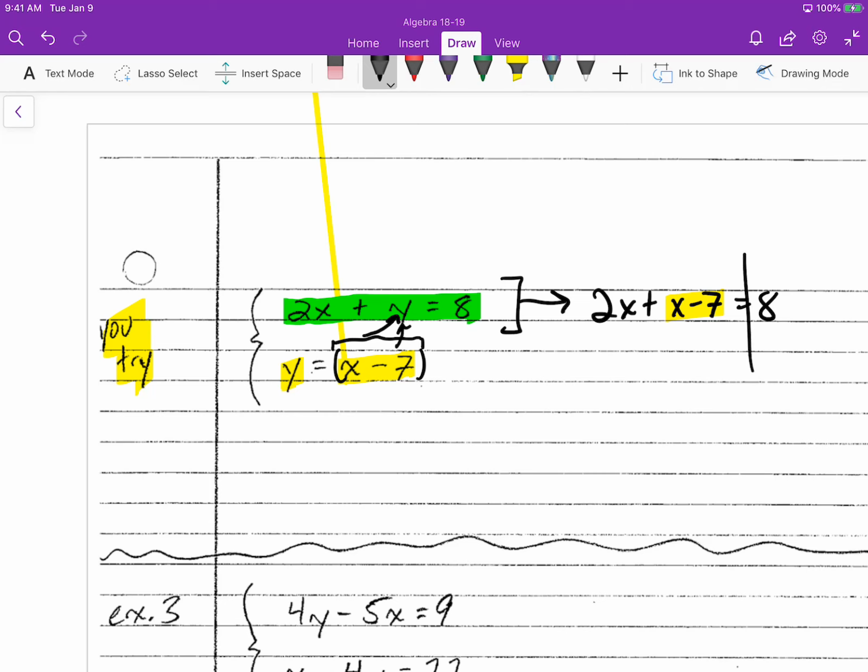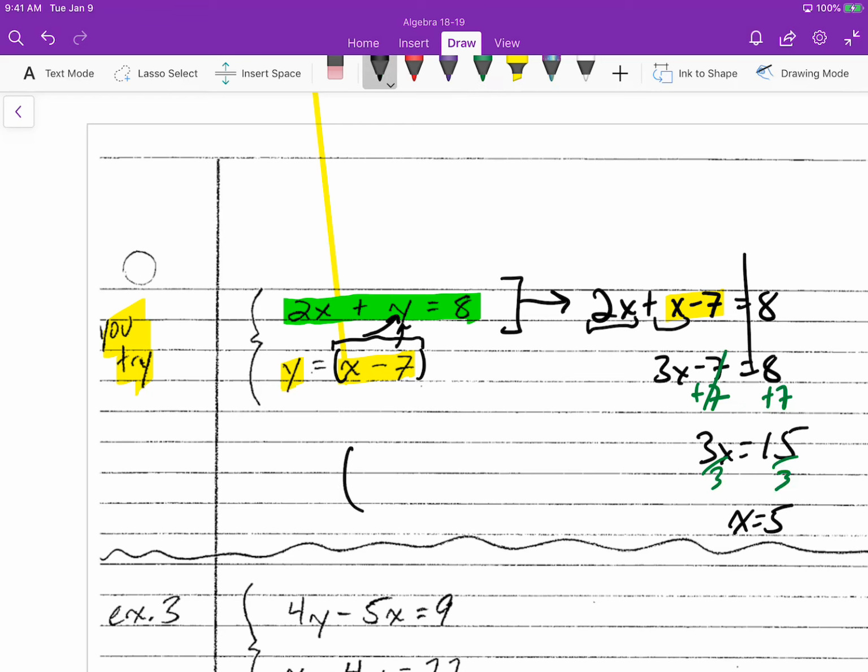So these are on the same side, so combined like terms, 2x and another x would be 3x minus 7 equals 8. Add 7 to the other side, add 7 to the other side. I get 3x equals 15. You can probably already tell the answer is x is 5, but we'll just show our work and divide by 3 and divide by 3. And I get x equals 5.